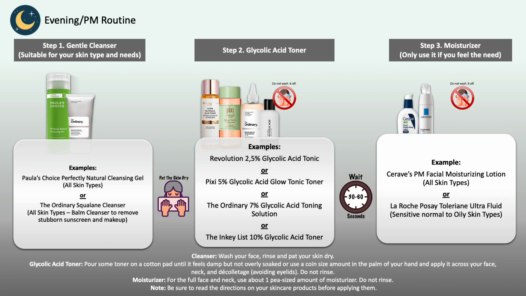And after that, you're going to move on and apply your glycolic acid toner all over your face and neck, and then either leave it as it is, or if you feel the need, move on to a moisturizer that's suitable for your skin type and needs and apply it all over. In the evening no sunscreen is needed. So this would be an example of a morning and evening routine when including your glycolic acid toner.